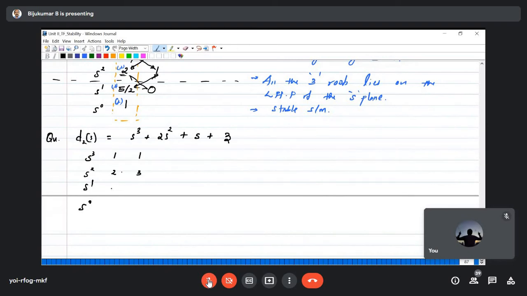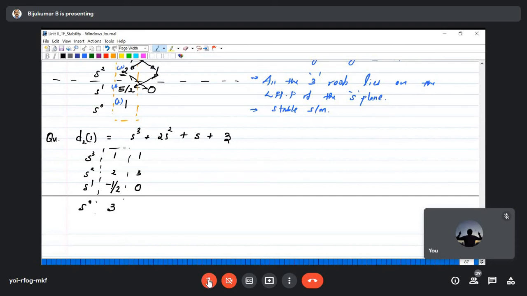So what will be this value? Just multiply this and this. That is 2 minus 3. It is minus 1 by 2. Right? Since there are no coefficients on this side, we can put this as 0, and this will become 3, right? So this is our first column.